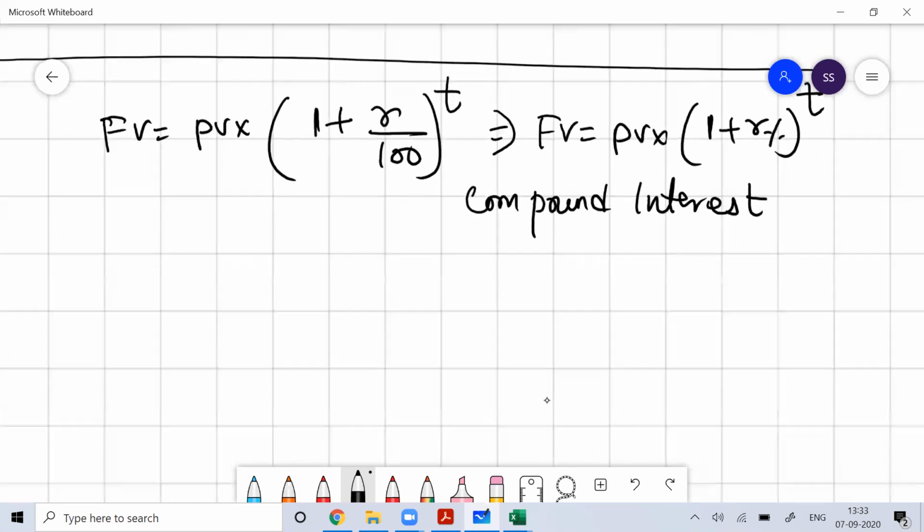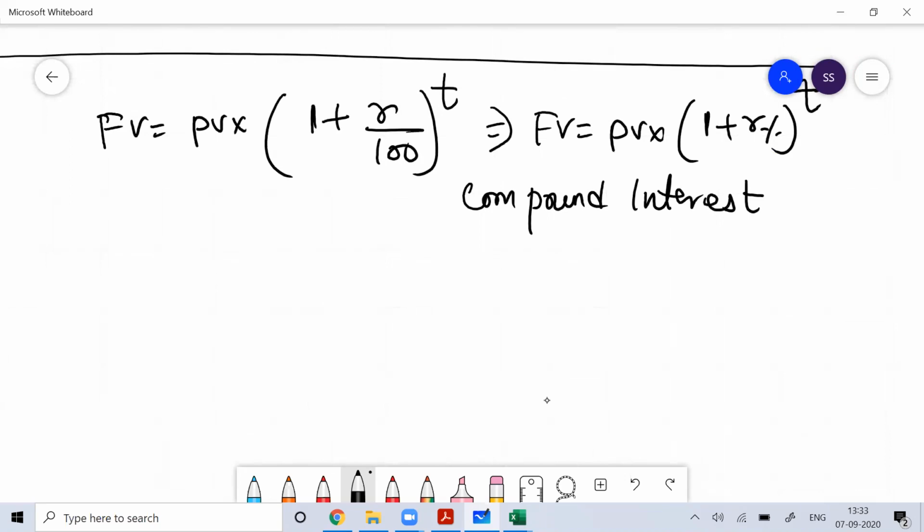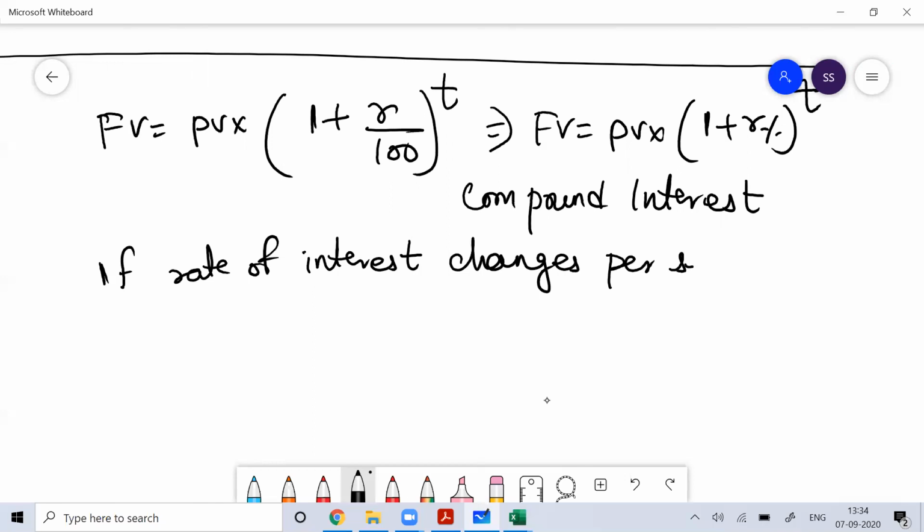If you know basic maths and compound interest, you know the situation where the rate of interest changes per second. Because in derivatives we believe they are very volatile in nature, so they follow exponential momentum. So here we believe that the rate of interest changes per second.